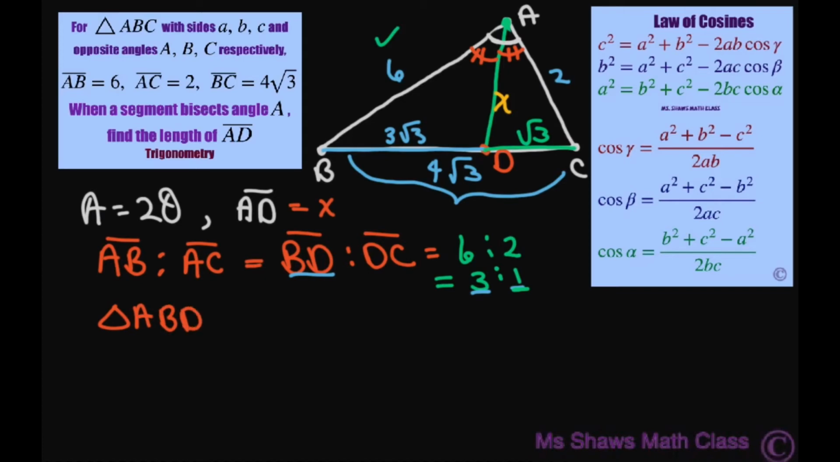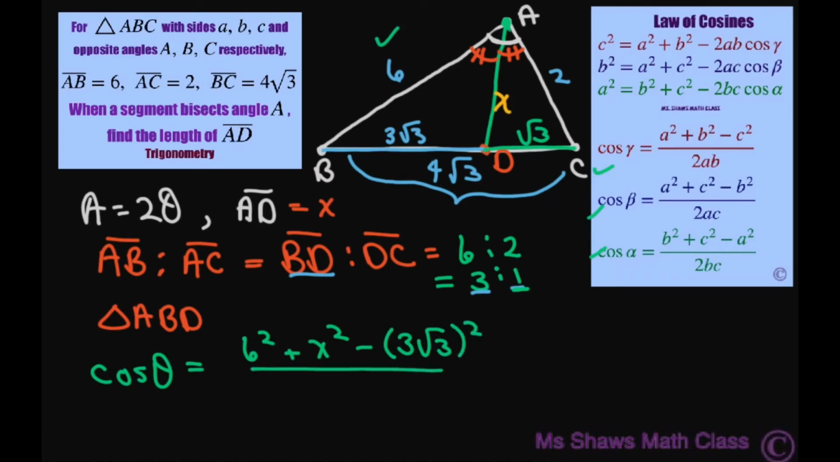So there's that. Now let's consider triangle ABD. If we consider that triangle, we have cosine of theta equals, and I'm using one of these formulas, pick one, 6 squared plus x squared minus 3 square root of 3 squared, all divided by 2 times 6x. Now this is going to equal x squared plus 9 divided by 12x. So I'll write this one again.